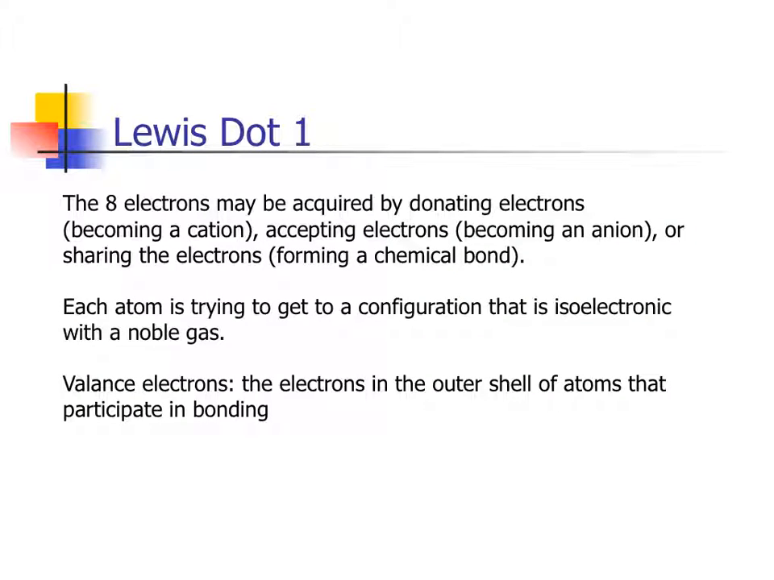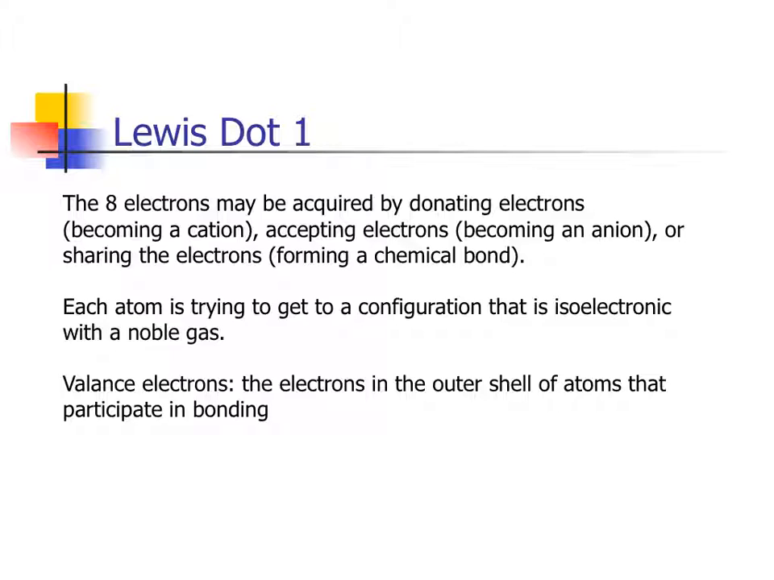So how do they achieve these electrons? By donating them, becoming a cation. That means they have a positive charge. Accepting electrons, becoming an anion, the negative ion. Or sharing their electrons, forming a chemical bond. So that sharing is what we're dealing with.